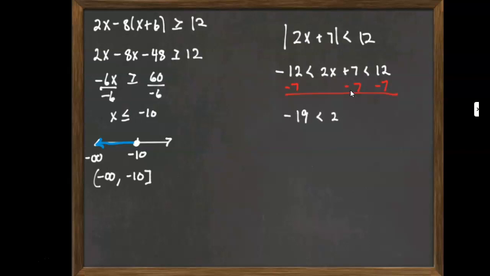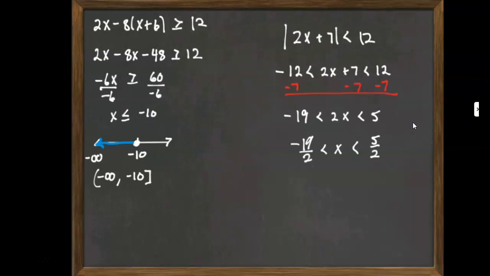And so we get the inequality now, negative 19 less than 2x less than 5. And then we want to solve for x, so we get rid of the 2 in the middle. So we divide everything by 2. Get negative 19 halves is less than x, which is less than 5 halves.